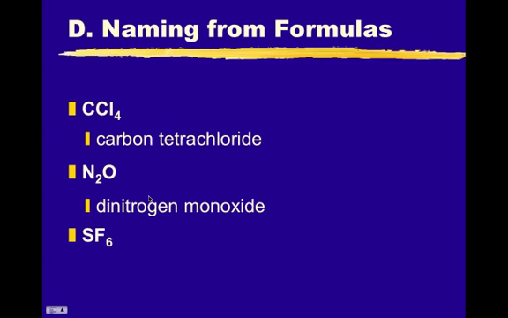Alright, SF6. We have 1 sulfur, so that will be monosulfur, except we do not use mono on the first one. And we have 6 fluorines. So that would be hexafluoride. Remember, always change the ending to IDE. So sulfur hexafluoride. Sulfur, 6 fluorides. Alright, that's good if we're going from formulas to names.